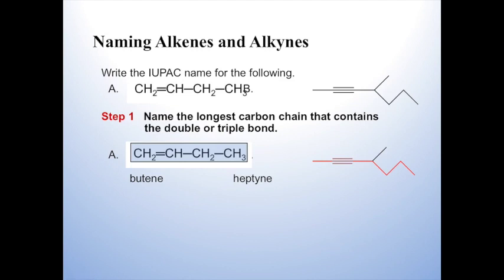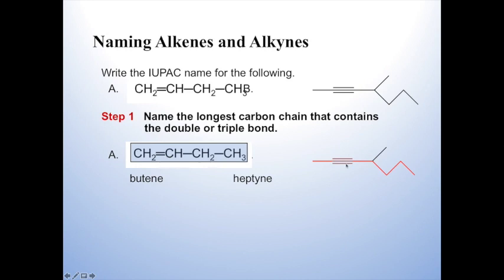Step 2, we have to name the longest carbon chain that contains a double or triple bond. In the first case, there's only one chain, so it's CH2 here. There's 4 carbons in this chain, which would normally make that butane. However, because of the existence of the double bond, it's butene.